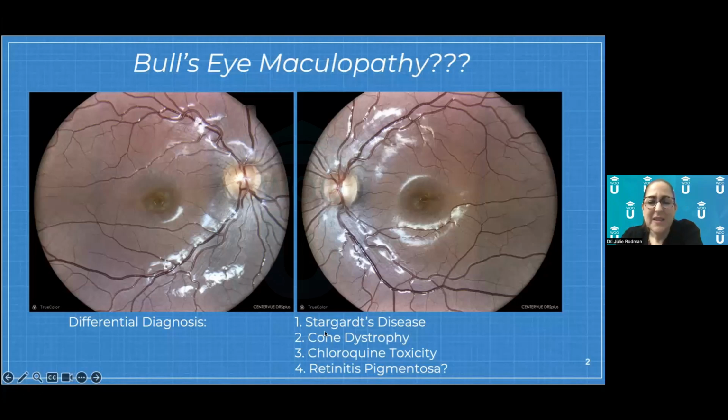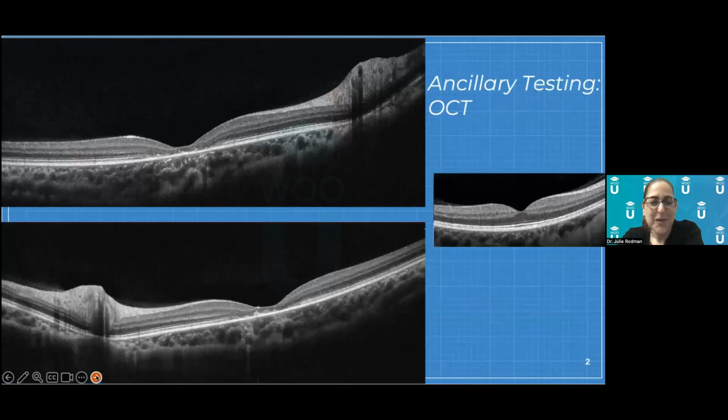But none of these except for cone were really that appropriate. So let's keep moving on and I'll show you what we came up with.